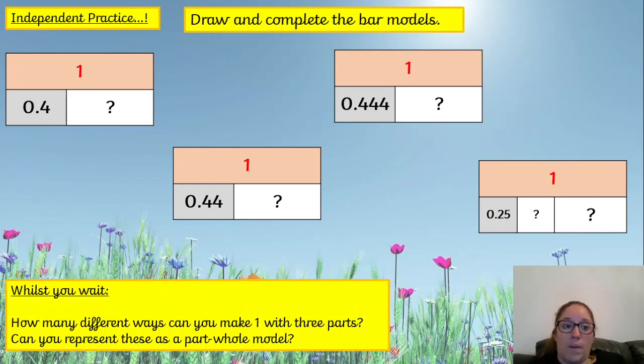Pause the video and really do take your time. Think about adding and subtracting the decimals that we've done so far. Think about number bonds to 10, 100 and 1,000 and number pairs, and also think about the 100 squares that you've just been doing. So good luck and come back when you're ready for the answers.